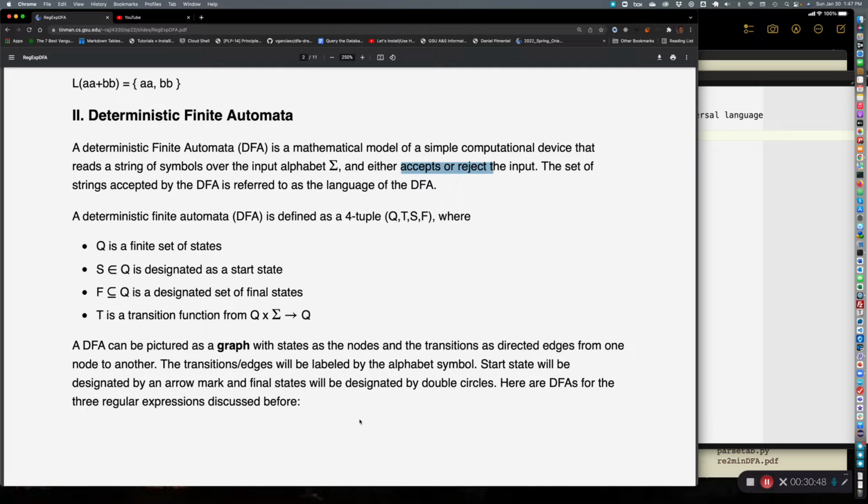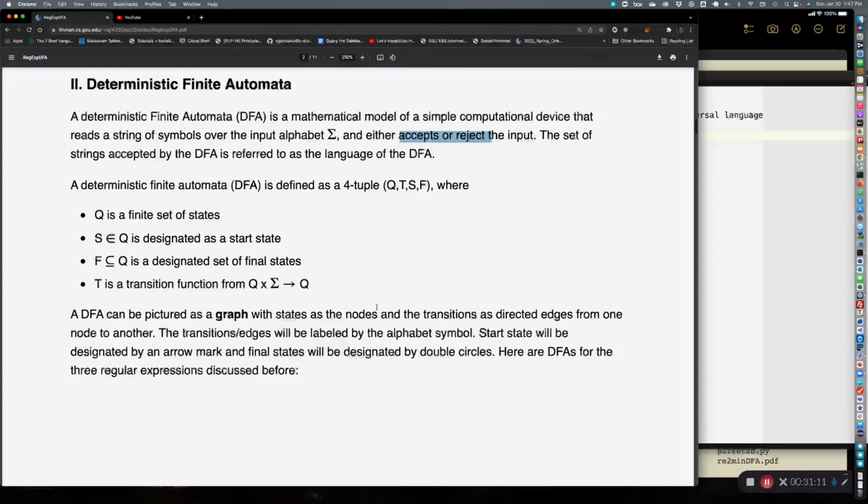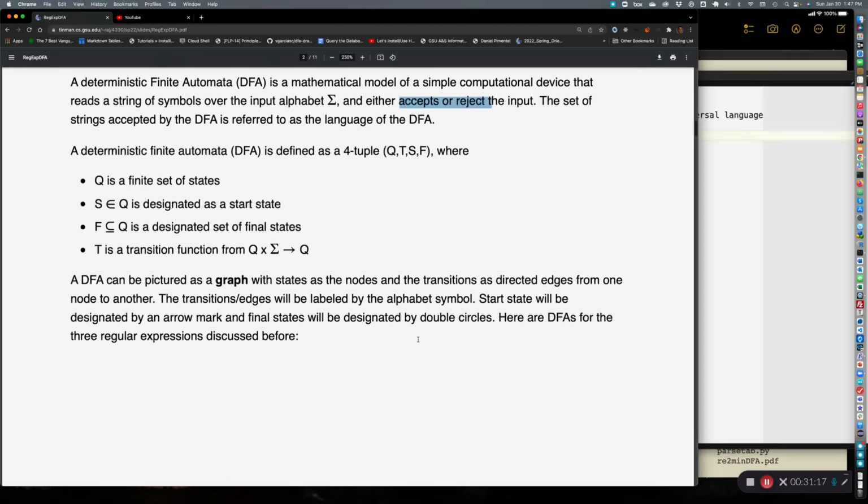So the DFA keeps moving from one state to another depending on the input. Once the input is exhausted, we reach a state, and if that state is a final state, we accept the string. If it's not a final state, we reject the string. So this transition function is the mechanism used to decide whether to accept or reject. All right, that's what a DFA is. Now, the DFA can also be pictured as a graph.